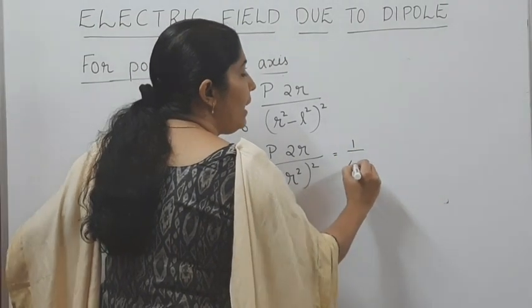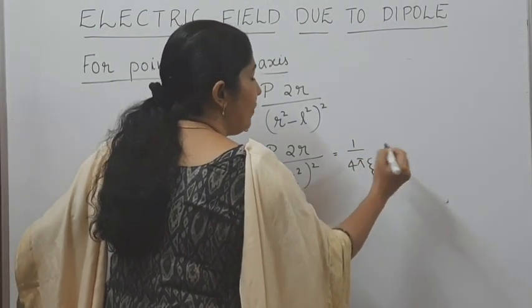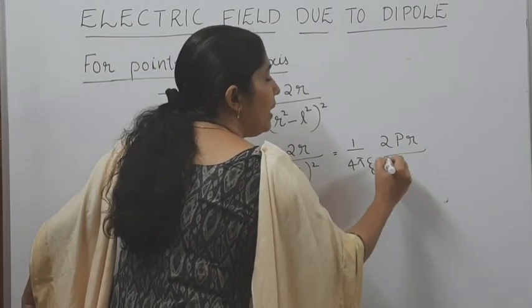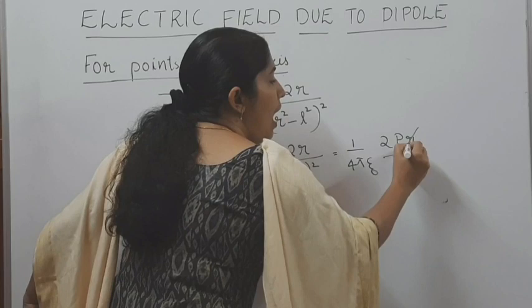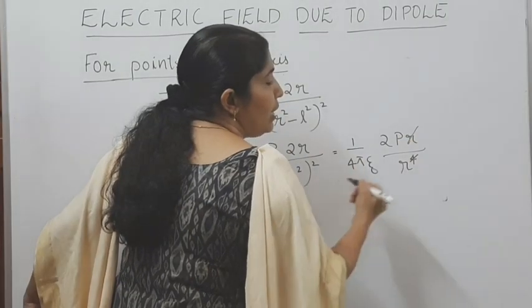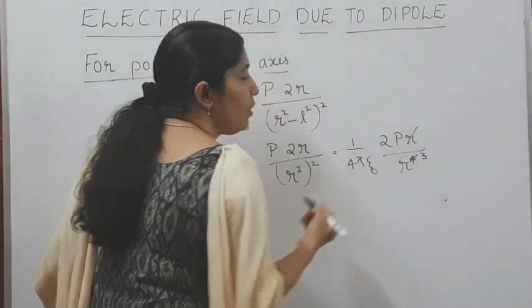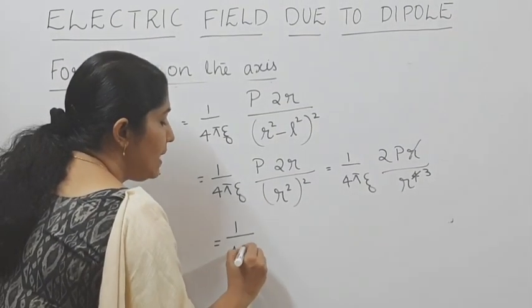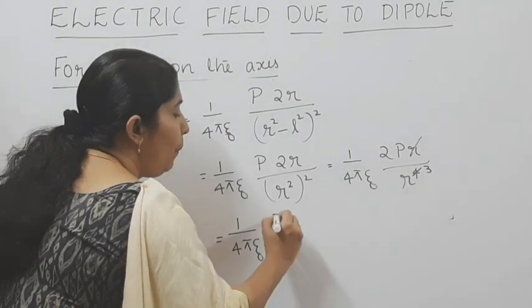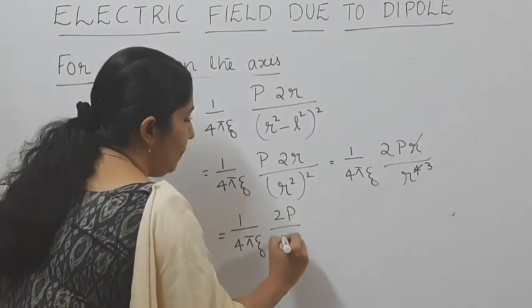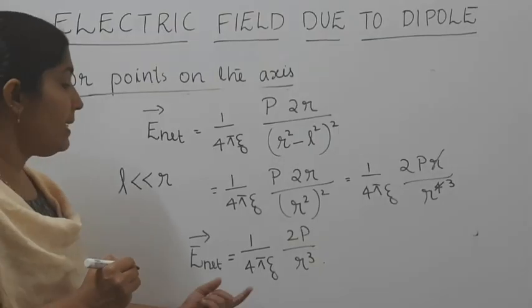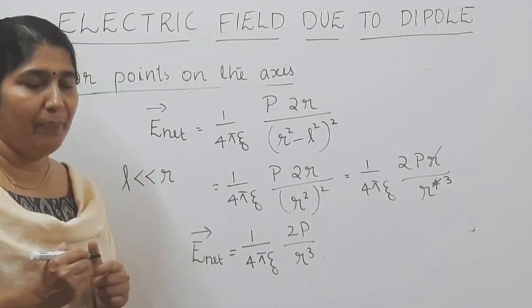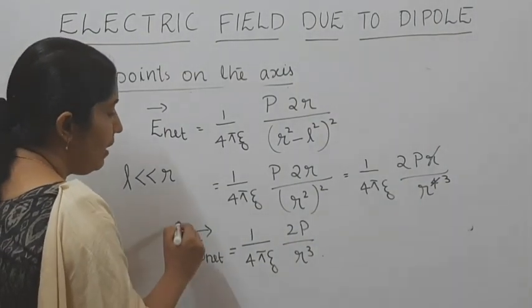That is 1 by 4 pi epsilon 0 into 2PR divided by R raised to 4. R raised to 4 gets cancelled, then it becomes R cube. Therefore, we can write 1 by 4 pi epsilon 0 into 2P divided by R cube. This is the electric field intensity at the point P due to a short dipole. Okay, this is the final equation.